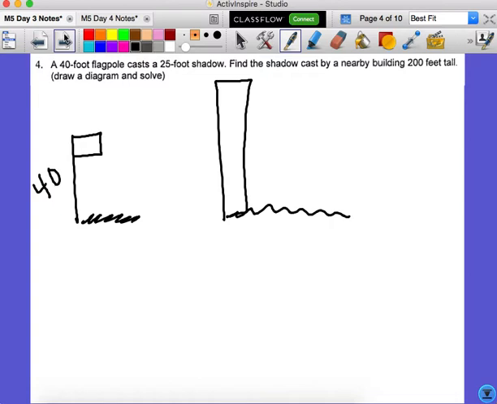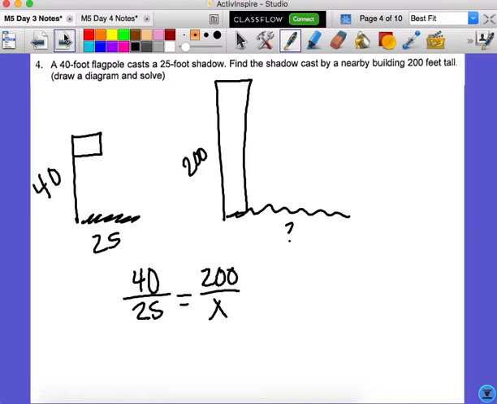So we've got 40, 25, 200, and an unknown. So again, as long as I'm consistent with how I set this proportion up, there's a couple of different ways. So I could say 40 over 25, so height over shadow equals height over shadow. Or I could say height over height equals shadow over shadow, etc. So just be consistent with how you set these up.